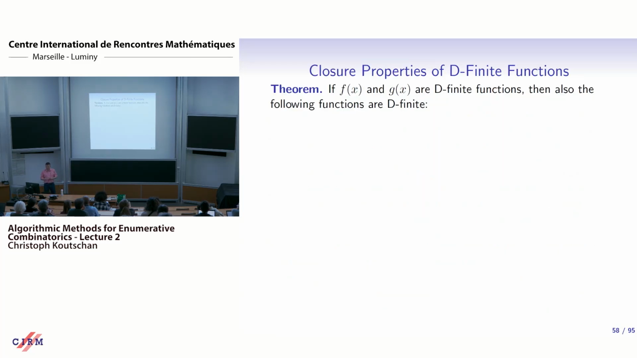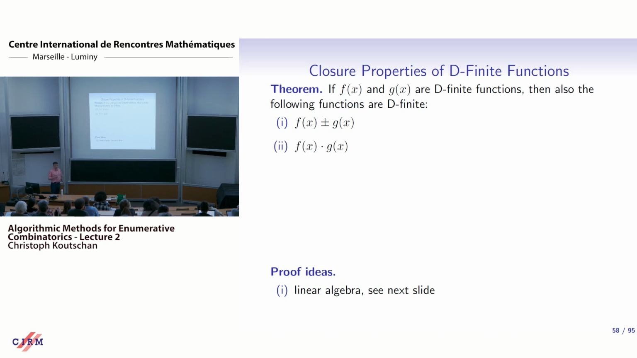Here, about closure properties, if you have two D-finite functions, then also their sum is D-finite. And the proof is simple linear algebra. If you want, I can show you on the next slide. The product is again D-finite.